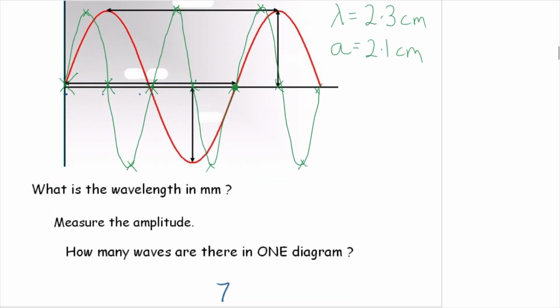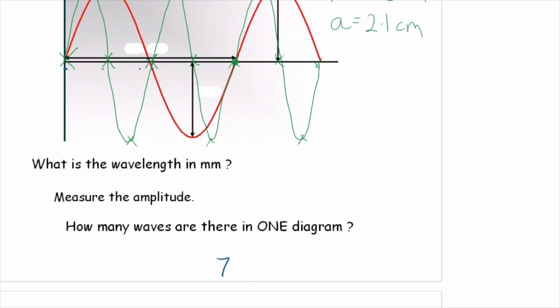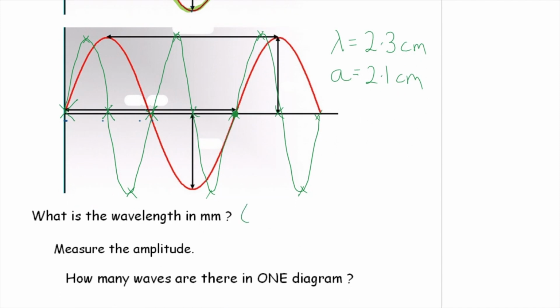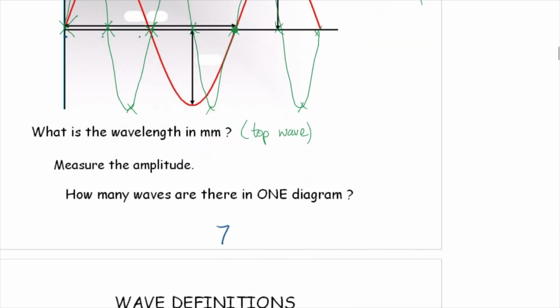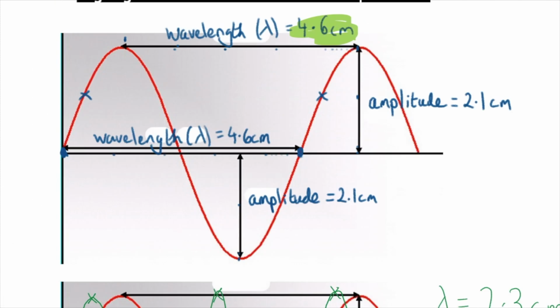So, what is the wavelength in millimeters? We're talking here now about the top wave. Well, we worked it out to be the wavelength is 4.6 centimeters, so that's 46 millimeters. How many waves are in one diagram?